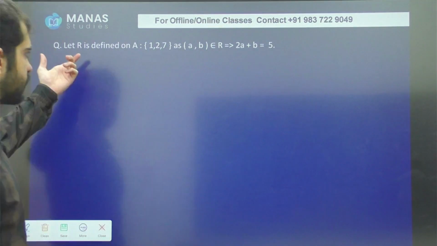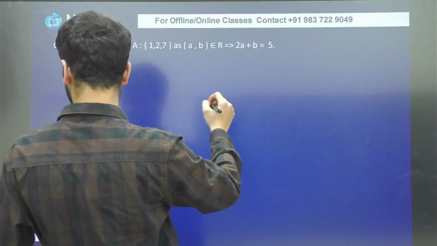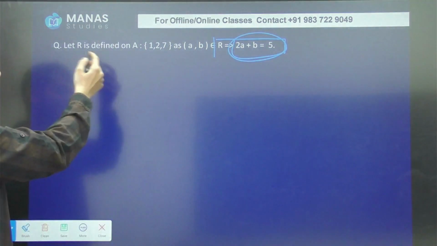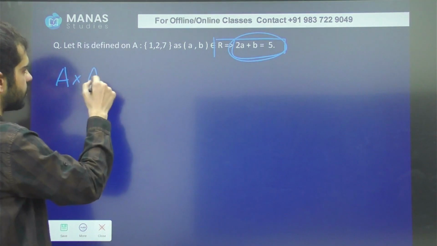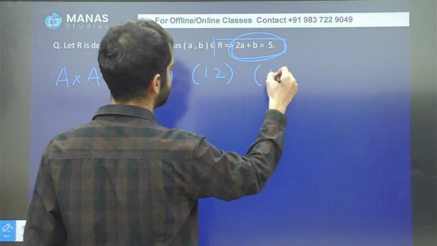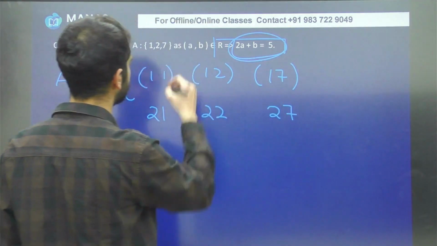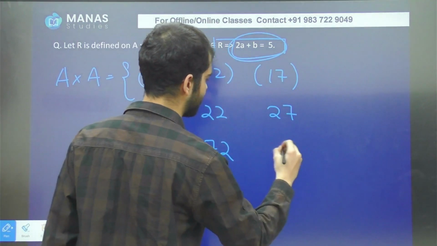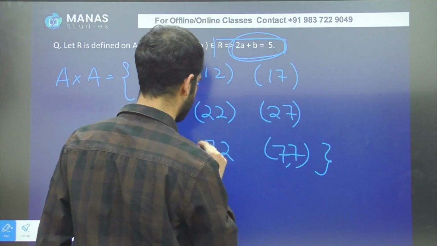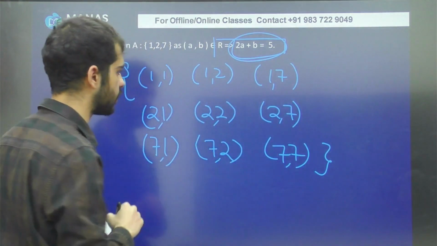Let R, which is the relation, be defined on A as (a, b) belongs to, and this is the condition which has to be followed: 2a plus b equals 5. Again, when R is defined on A, that means relation is defined on A Cartesian A. It can be written as 1 1, 1 2, 1 7, then 2 1, 2 2, 2 7. Similarly, 7 1, 7 2, and 7 7. Now we have 9 ordered pairs. There has to be a comma in between because they are different and not any 2-digit number.